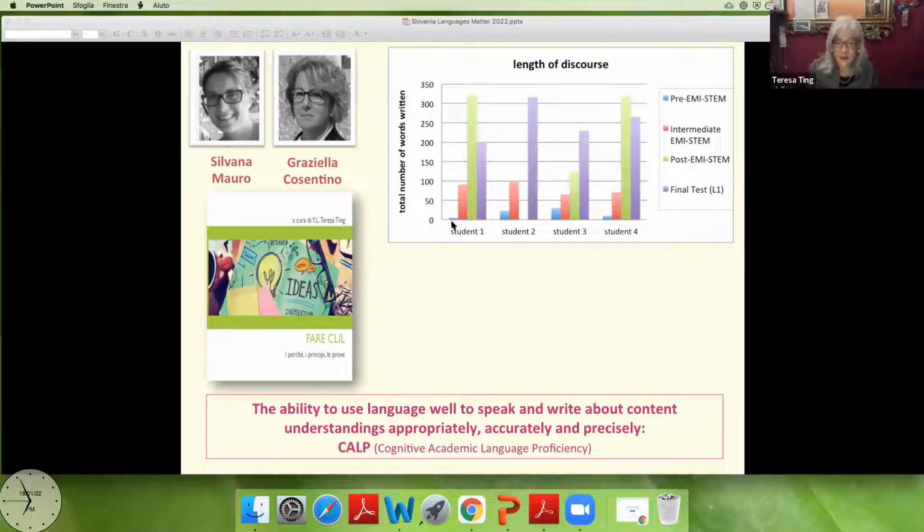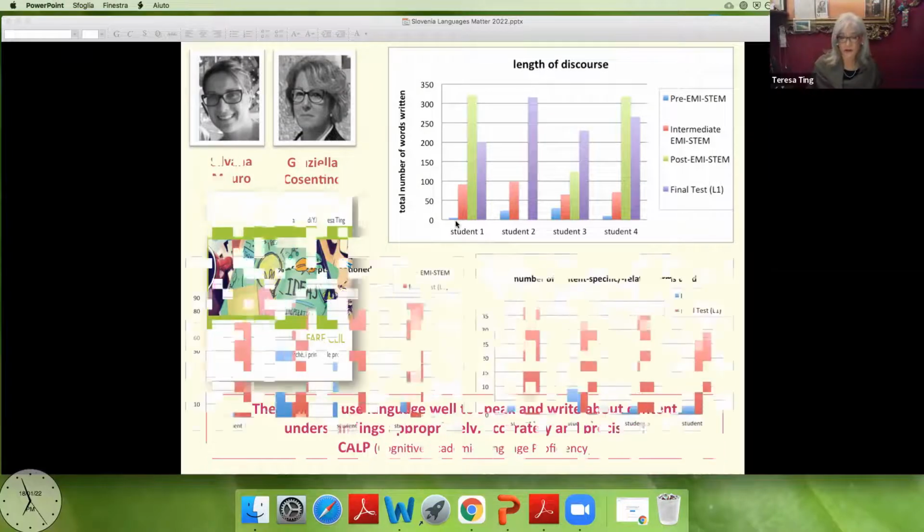So look at how weak the student is. They hardly wrote anything, okay, in a previous exam. Before, first it was about milk, now it's about cheese making, okay? At the intermediate level of the translanguaging tasks, these students already wrote more words. After these translanguaging tasks, they wrote even more words. And this is the final test in L1 in Italian. And look what they wrote. Of course, before it was in Italian. Okay? This is very interesting.